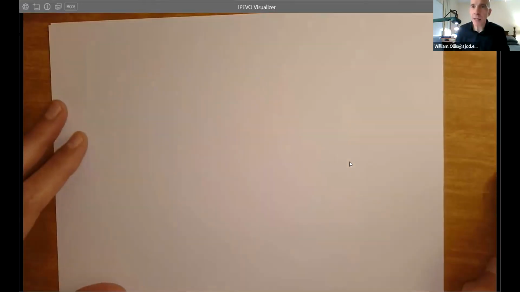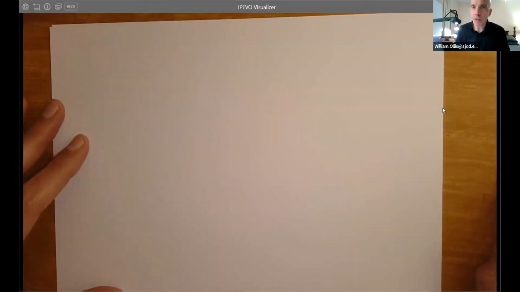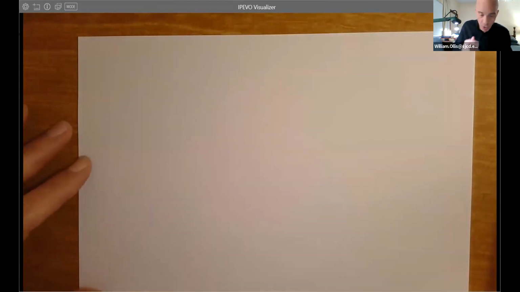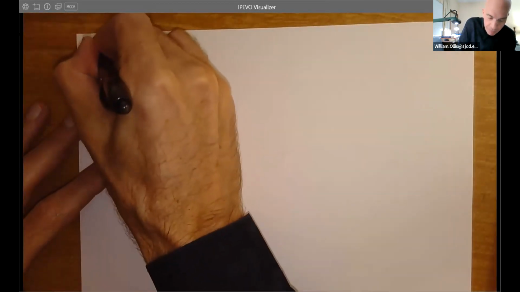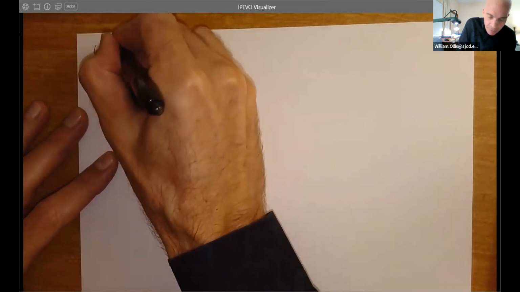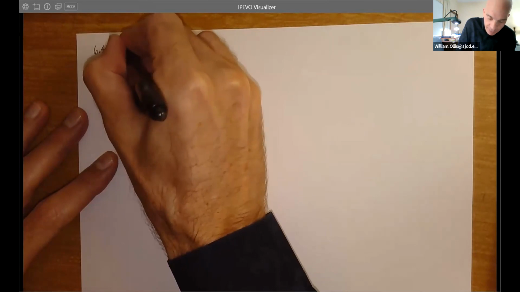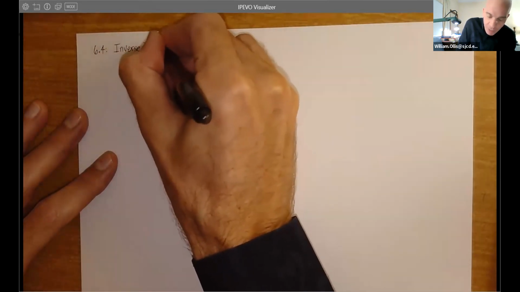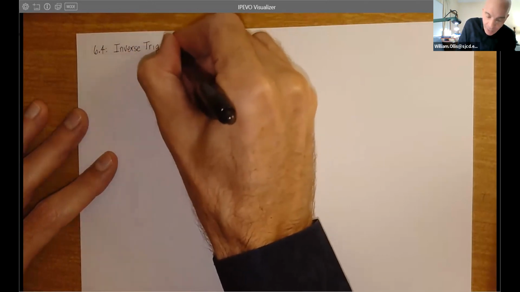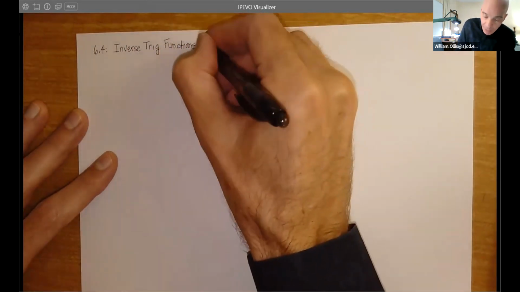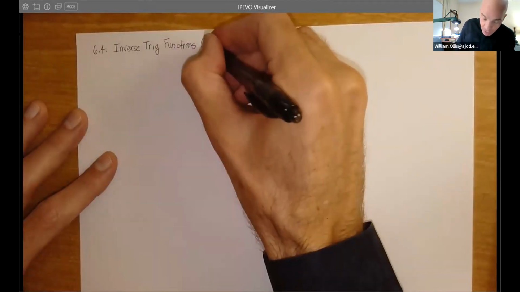So when we begin with the inverse trig functions, or when we began with them, we set them up based upon the unit circle. And so what I want to do is just to kind of recap. So this is 6.4, and I'll just say inverse trig functions again. We'll throw in the inverse trig functions every time we have something new to add. But everything we did before will still be valid. So we'll just say inverse trig functions again.